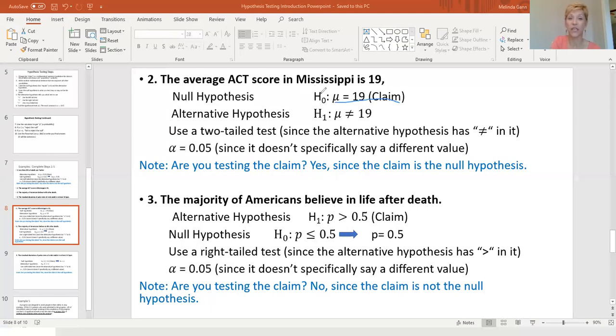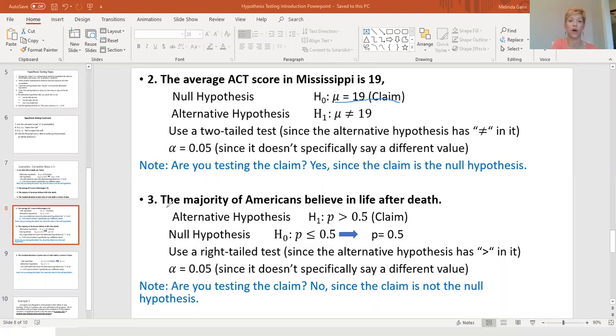Now, how did I know that this one was the null? Because it's got equals in it. Okay. So I labeled my hypotheses. Now I've got to decide which test to run. So I look at the alternative and it says not equal to. So because the alternative says not equal to, I'm going to use something called a two-tailed test. Don't know what that is yet, but I'm going to use it. Okay. And then it doesn't say, so my significance level is going to be 0.05. If it doesn't say, go with that. But on a test, I will tell you, and your book usually tells you. Remember, I might ask you, are you testing the claim? Now, the answer to this one's yes. Why? Because I'm always testing the null, and the null happens to be the claim on this problem.